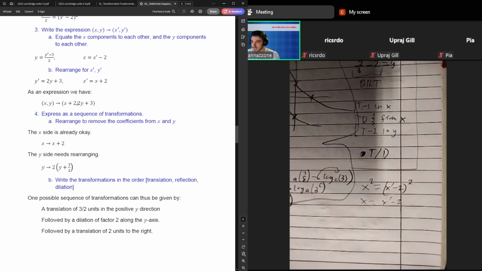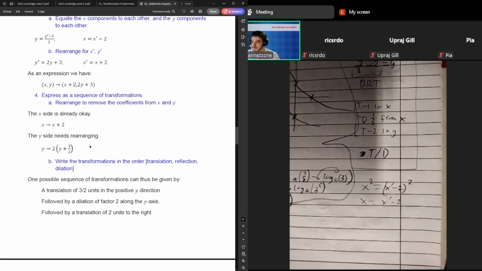If you're doing DRT, this would be a dilation factor of 2 from the x, or along the y, 3 in the positive y, 2 in the positive x as translations. You'll do it in that order.